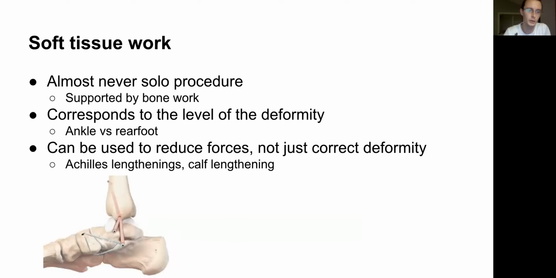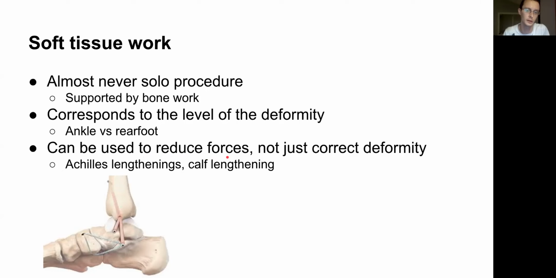We almost never do solo procedures for joint sparing stuff and for soft tissue work. There's almost always bone work that supports it. It always corresponds to the level of the deformity. So if it's in the middle of the foot, we repair it there. If it's in the ankle, we repair it there. And a lot of the times we'll just use a soft tissue procedure to reduce forces.